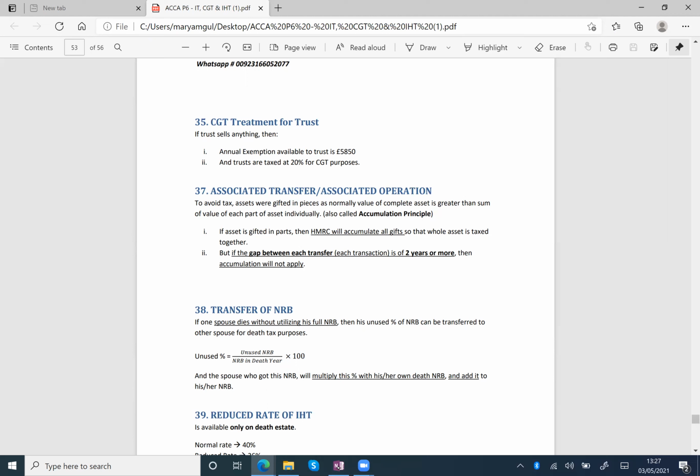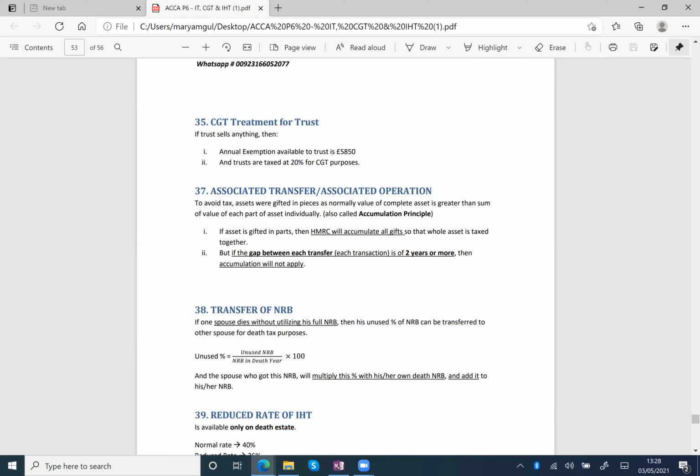Now the next topic is associated transfer or associated operation rule. What is this? It is meant to avoid tax, where assets were gifted in pieces, as normally the value of the complete asset is greater than the sum of the value of each part of the asset individually. For example, today you are gifting me a mobile phone, but today you will give me only the battery. Battery has less value, it is cheap. After some days you are gifting me the cover of the mobile phone, which also has less value. So instead of gifting me the whole mobile, you are gifting me this mobile phone in parts. Why? Because you want to reduce the market value of this asset to avoid the tax.